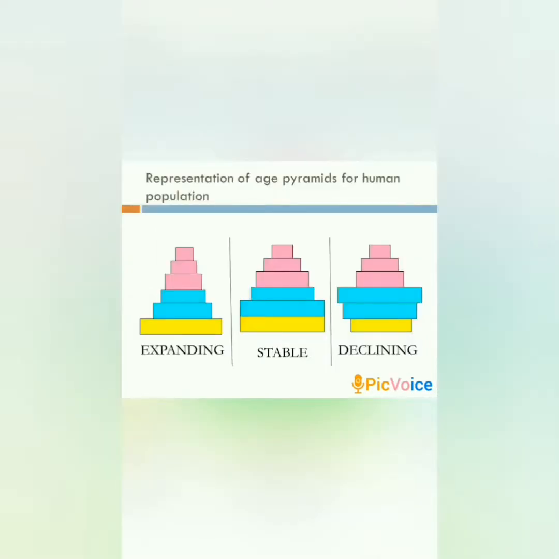Here in this diagram, the yellow part represents the pre-reproductive phase, the blue part represents the reproductive phase, and the pink part represents the post-reproductive phase. Age structure and age pyramids. The proportion of individuals in each age group is called the age structure of that population, whereas an age pyramid is a graphical representation that shows the number or proportion of individuals belonging to different age classes in a population of any organism at a given time.